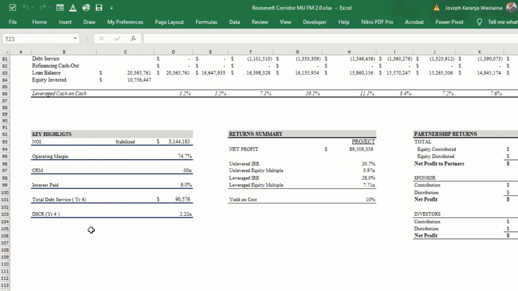So here we do have the key highlights from the net operating income to the debt service coverage ratio. We also have the return summary with the IRR indicated. We also have the equity multiples. We have the yield on cost expected. And here, since we're going to do a waterfall, we do have partnership returns for the LP as well as now for the GP.